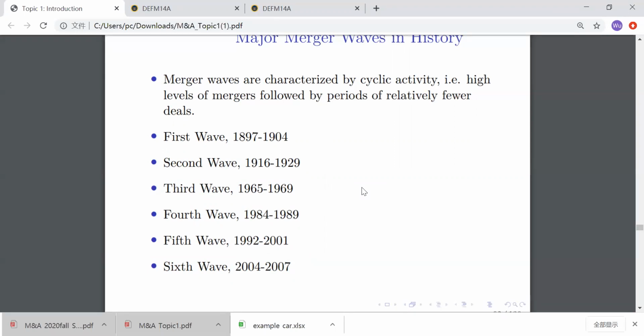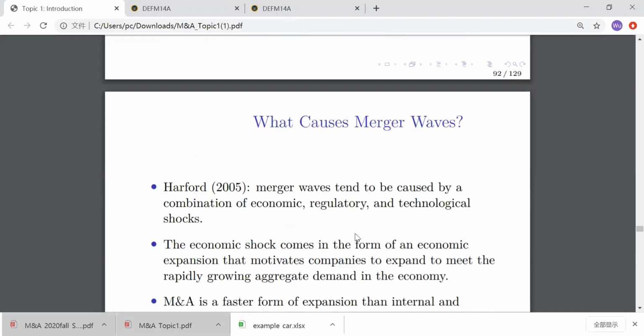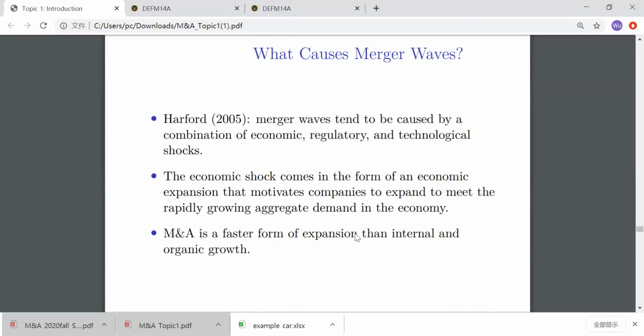The first wave is like in the late 80s, right? Also the second wave, starting from 1916, third wave starting from 1965, fourth wave starting from 1984, fifth wave starting from 1992, and the sixth wave starting from 2004, right? So before we go to every single wave, the general question is what causes merger waves, right? What explains the historically high levels of merger activity in one particular period, right?